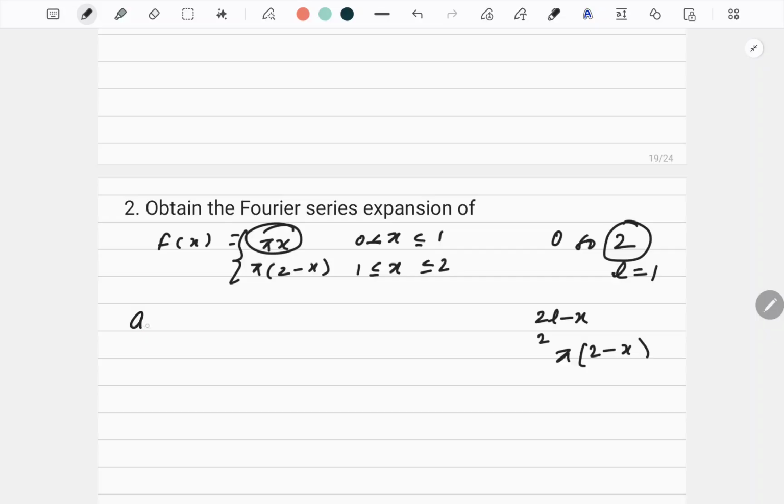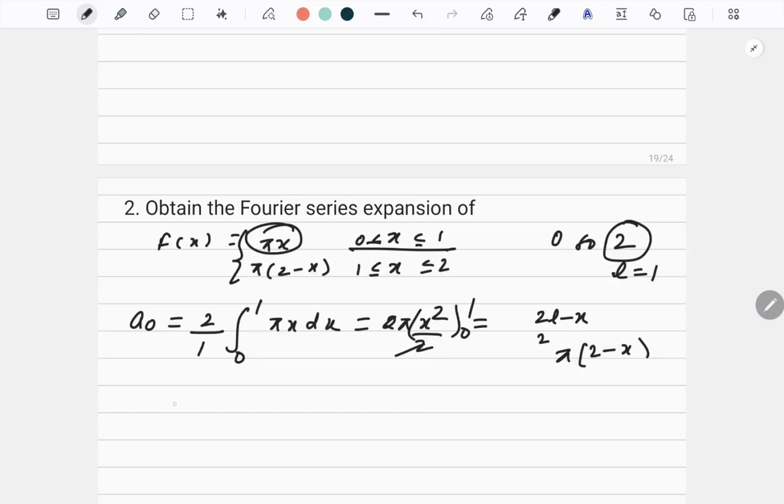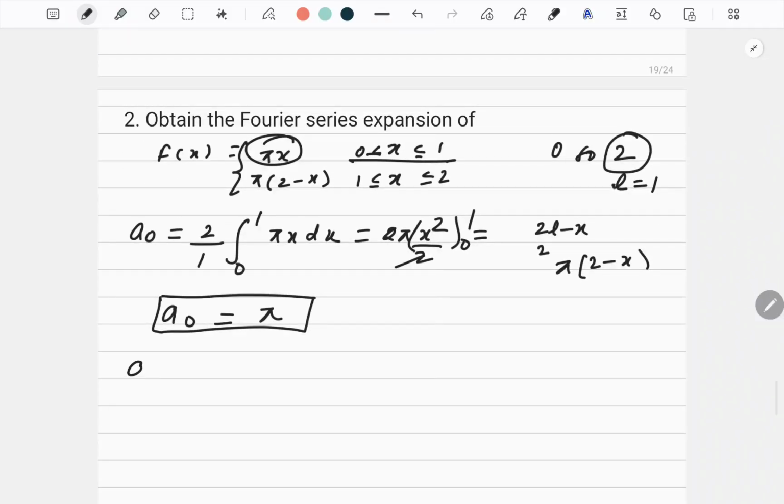So for an even function, you find a0, that is 2 by L integral 0 to L pi x dx, because for 0 to 1 the function is pi x. So 2 pi x square by 2, limit is 0 to 1. So when you put 1 you will get pi. So the a0 value is pi. Correct.